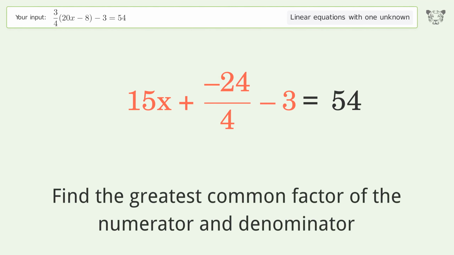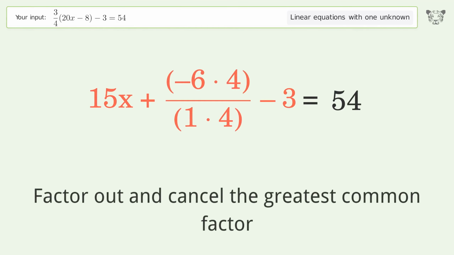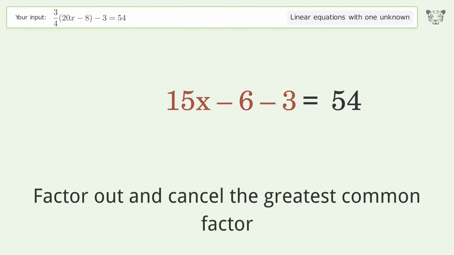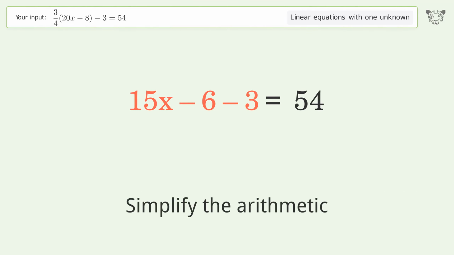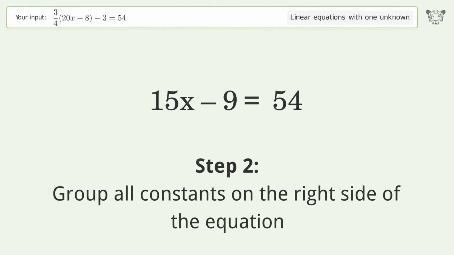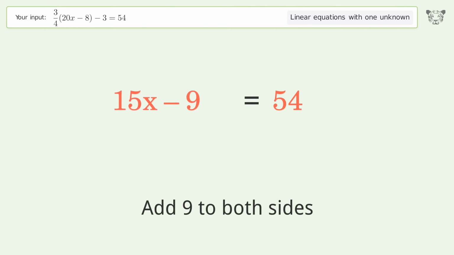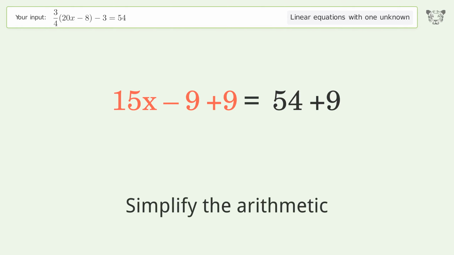Find the greatest common factor of the numerator and denominator. Factor out and cancel the greatest common factor. Simplify the arithmetic. Group all constants on the right side of the equation. Add 9 to both sides. Simplify the arithmetic.